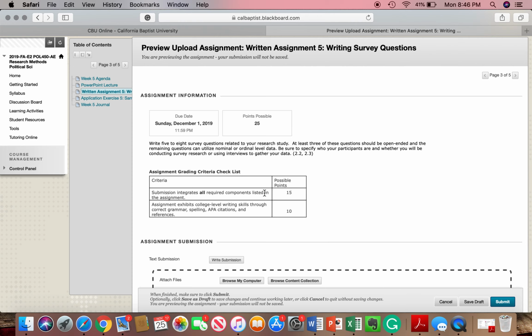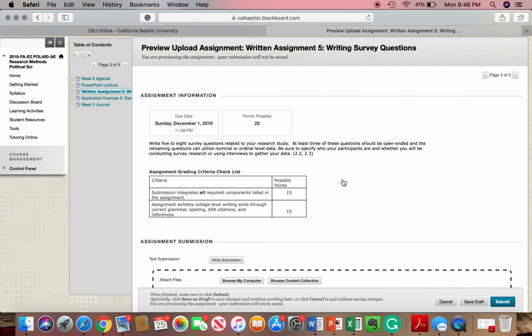So here's the rubric: 15 points if you hit all the required, and then 10 for APA, academic spelling and grammar. Once again, these are going to be in survey question form. If you are asking an open-ended question, obviously it will be open-ended. If it's multiple choice, what I'm getting at is present this in question format, as if this is the survey that you would be submitting.